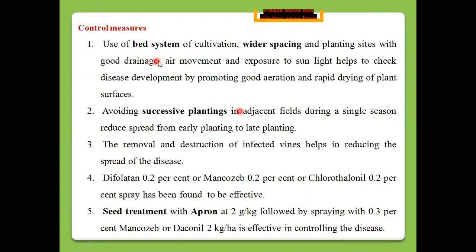Then management is the same management points. That is a sanitation program. Then avoid successive planting in adjacent fields during a single season, and reduce the spread from early planting to late planting. Then chemical fungicides are generally sprayed over the host plants. Then seed treatment. So these are the same management practices adopted by farmers to avoid downy mildew infection in cucurbitaceous plants.